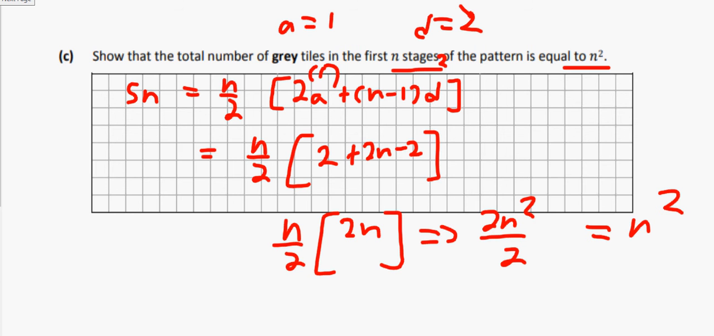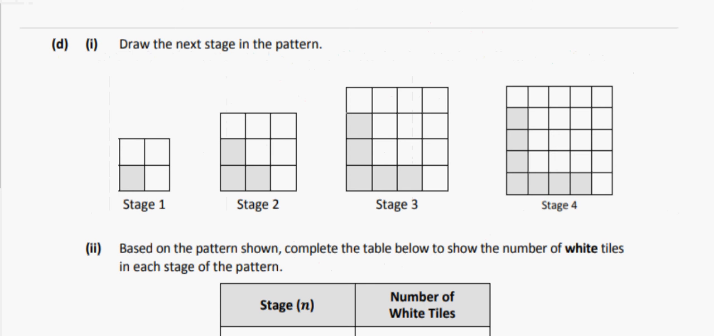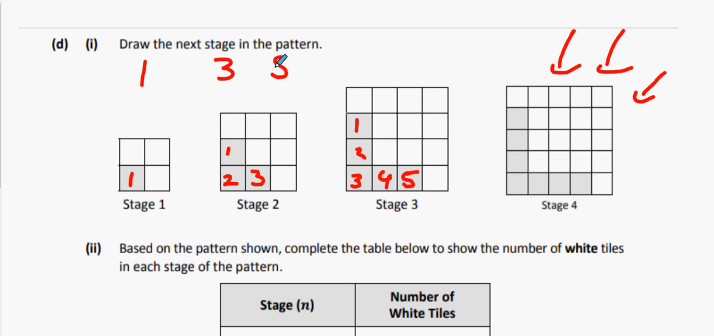So, let's take a crack with the quadratic pattern. First of all, I drew the last stage here. Everybody see the last stage? I already drew it in. Now, how do I know this? Well, 1, 1, 2, 3, 1, 2, 3, 4, 5. So it goes 1, 3, 5. The next amount of grey will be 7 grey tiles. See that? 1, 2, 3, 4, 5, 6, 7 grey tiles.